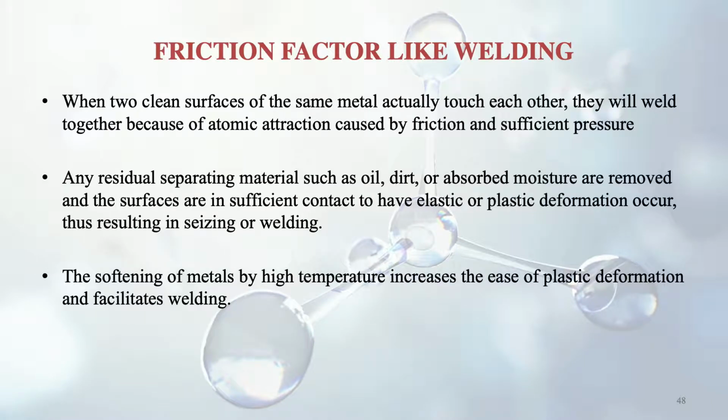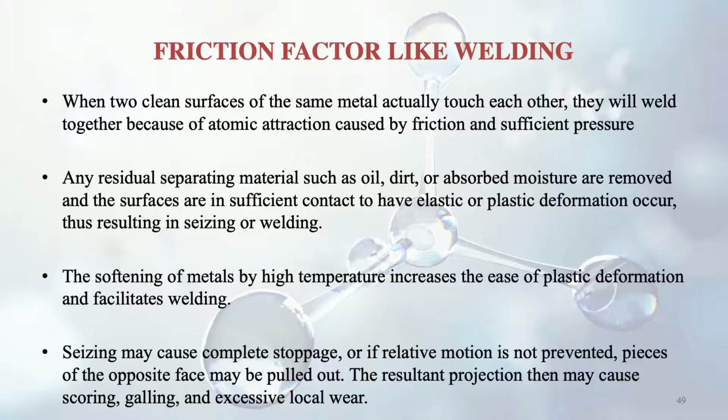The softening of metals by high temperature increases the ease of plastic deformation and facilitates welding. So if high temperature is there, then the metal will be softened, and so it will facilitate welding. Seizing may cause complete stoppage, or if relative motion is not prevented, places or pieces of the opposite face may be pulled out. So seizing is different, it causes complete stoppage, and if the relative motion is still going on, then obviously some part will break out. The resultant projection then may cause scoring, galling and excessive local wear.